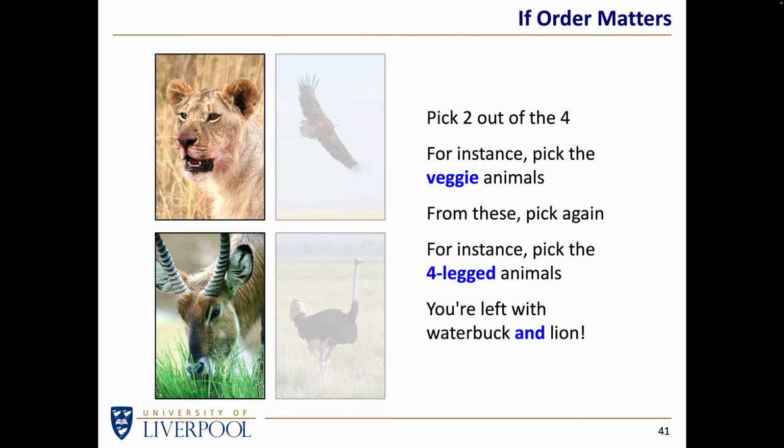Even though we've selected out the lion because we started with vegetarians, and then we said from the vegetarians, let's pick the 4-legged ones, the lion has somehow got back in. It's as if the second choice we made somehow overrules the first choice we made.